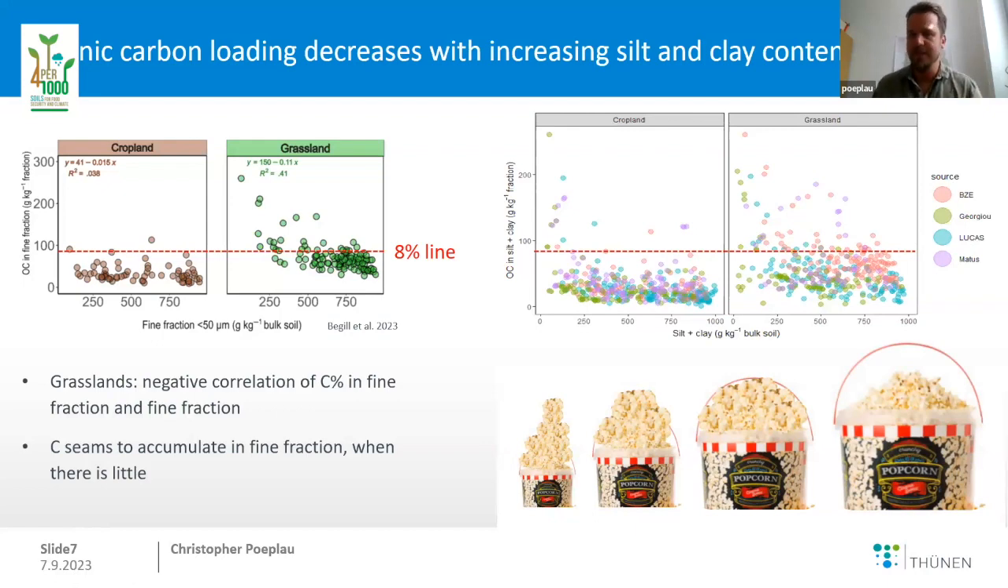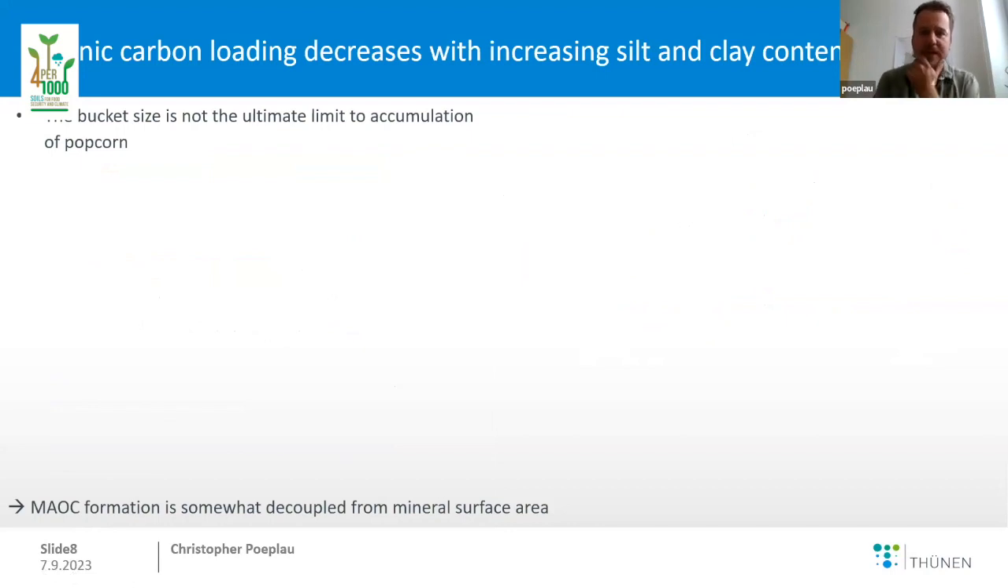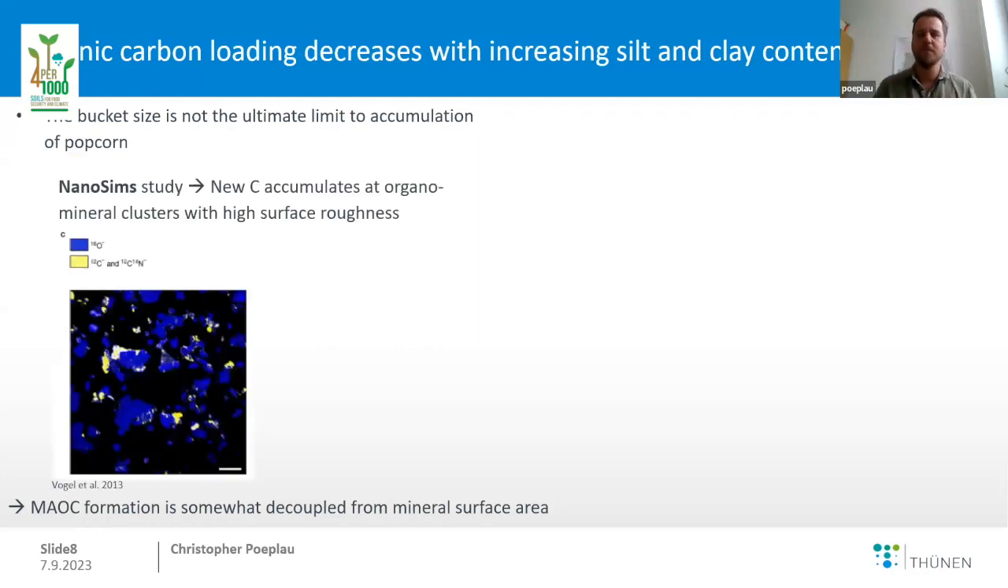I'm not saying that this is totally directly on the mineral surface, but it's what we isolate as mineral-associated organic carbon. So it seems like the small buckets can accumulate a lot of popcorn on top of them, while it doesn't happen with the big buckets so much. And that is interesting somehow. And it means to me that the bucket size is not actually the ultimate limit to the accumulation of popcorn, so to say.